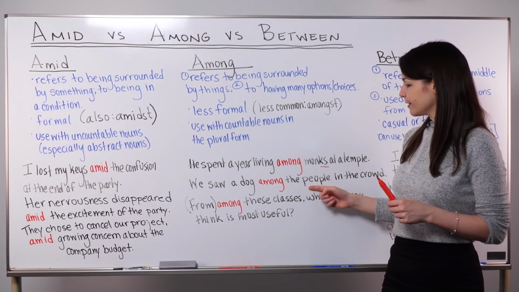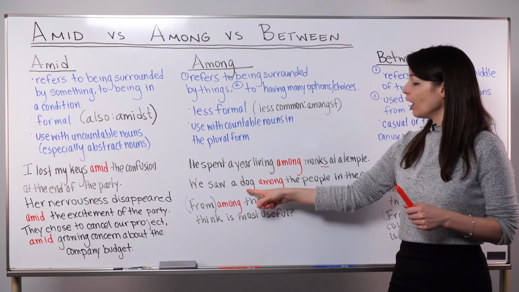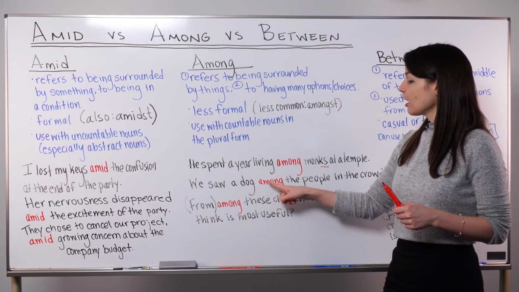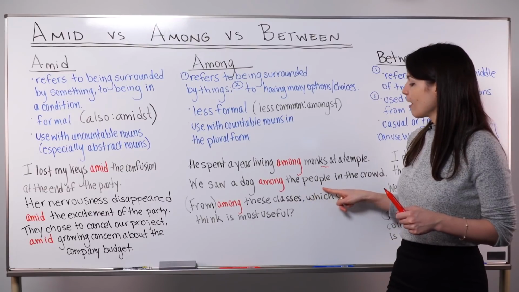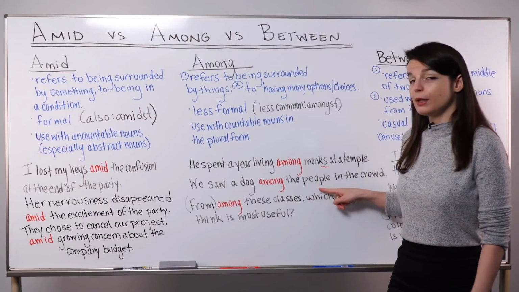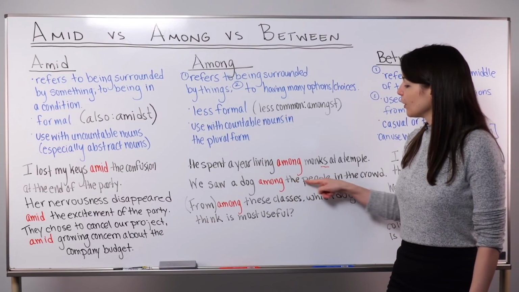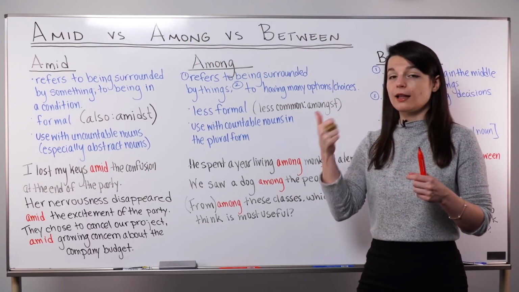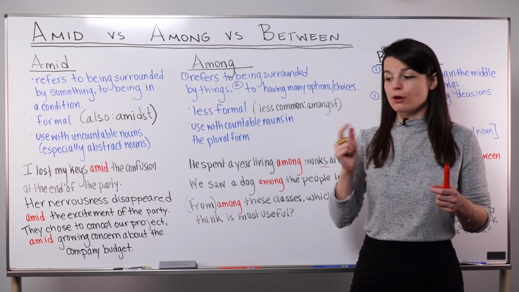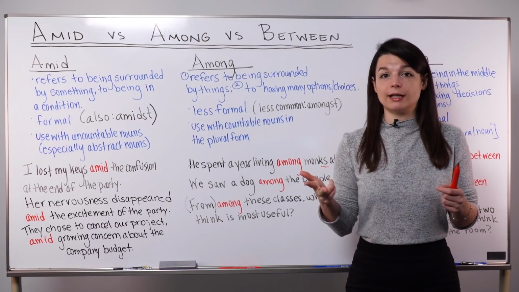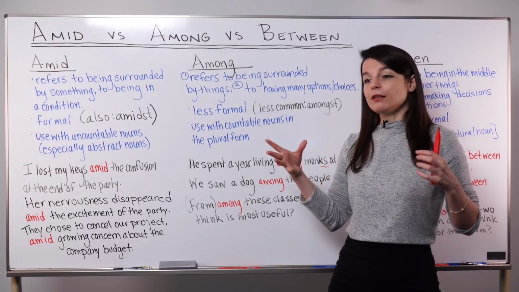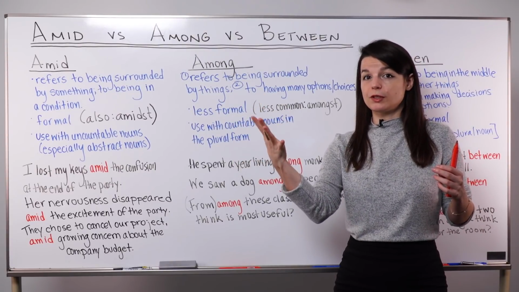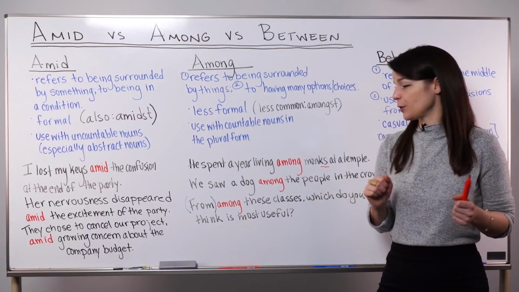Let's look at another example. We saw a dog among the people in the crowd. So a dog among, in this case, my noun is the people, the people. So we can use among to refer to groups of people. We can use it to talk about a class or a crowd or a team, for example. So we understand that that's a group, yes, but it's made up of individuals. So it sounds quite natural to use that.